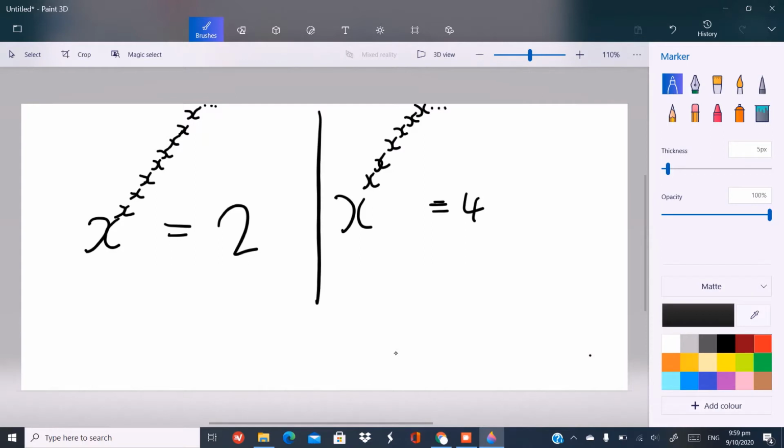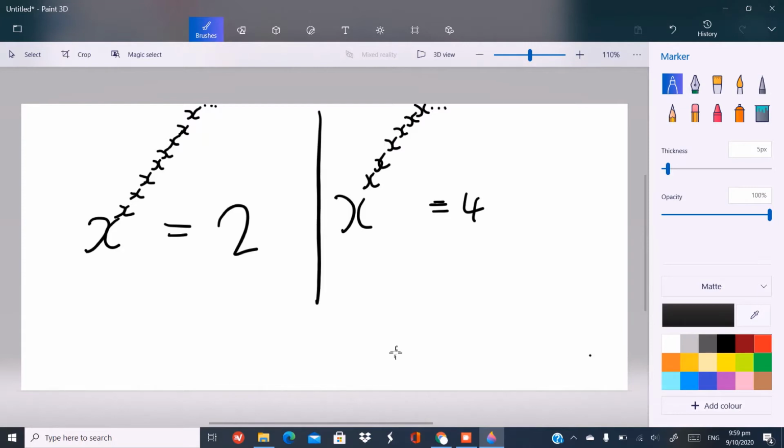So let's start. Suppose we have an infinite power tower of x to the power of x to the power of x to the power of x to the power of x to the power of x, and it goes on and on. And suppose it equals 2. So how do we solve it?